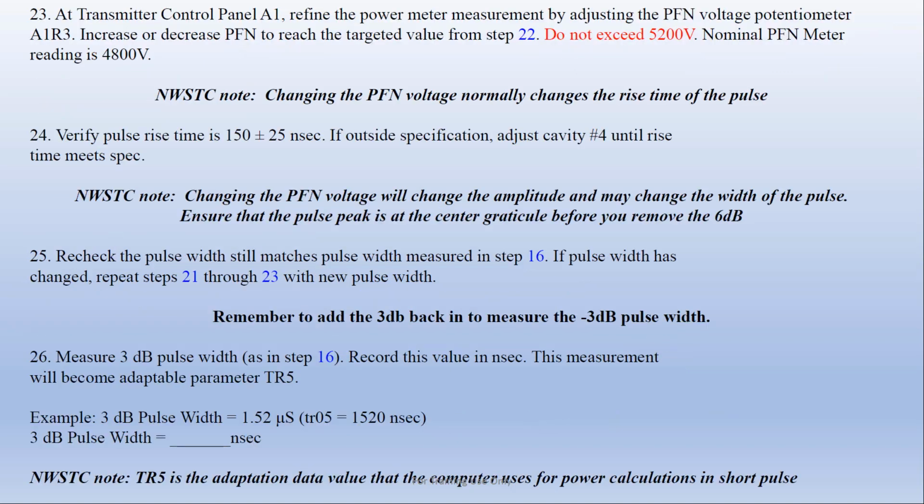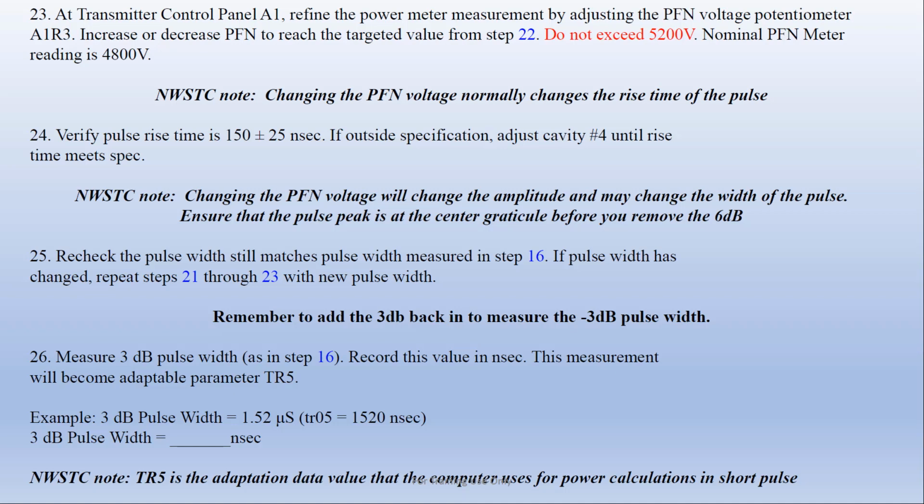In step 23, we're going to adjust our PFN voltage to get the number that we just calculated for our power out of the four-way splitter. Do not exceed 5200 volts. 5200 volts is getting very close to the alarm limits of the pulse forming network. When you make this change, you will probably affect the rise time. In step 24, they have you go back and verify your rise time. If it's outside of specifications, they suggest you adjust cavity 4 till the rise time meets specifications. Adjusting the rise time will affect your output power as well.